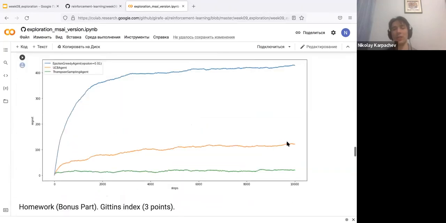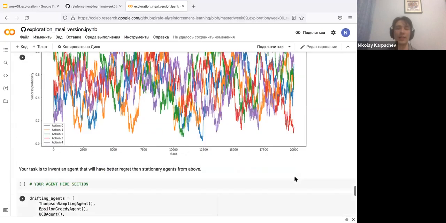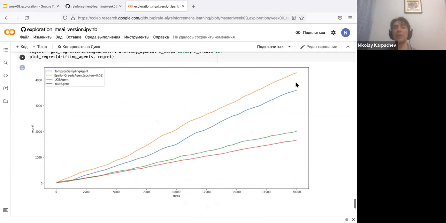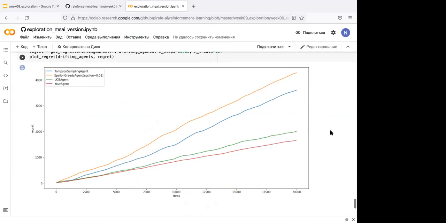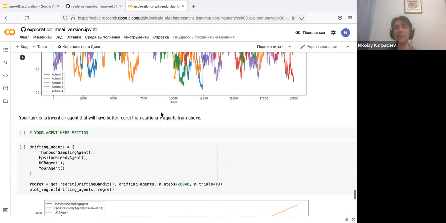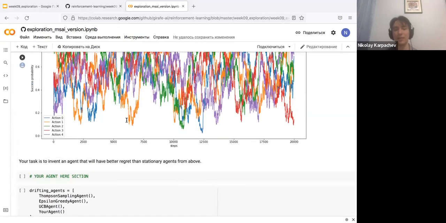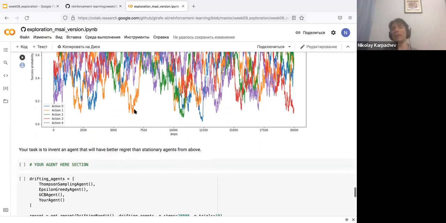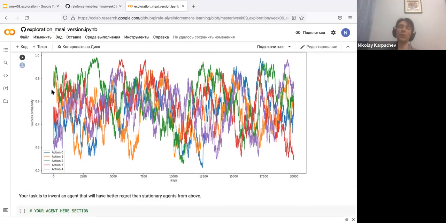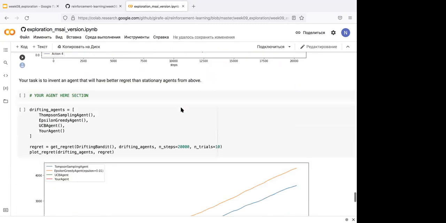Here you can see that UCB is much worse than Thompson sampling, and here UCB is much better. Your agent is not Gittins index. It's basically some modified version of probably UCB or Thompson sampling. So the task is to make another agent which will perform better than UCB.